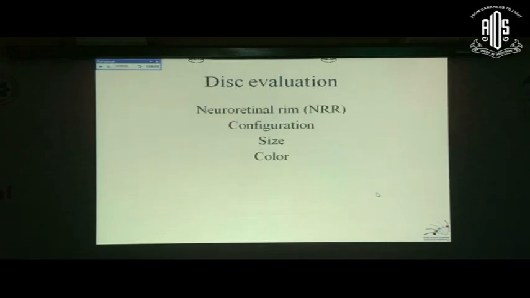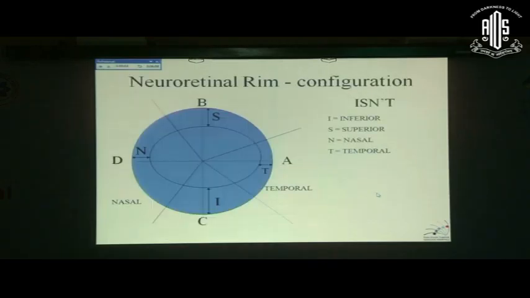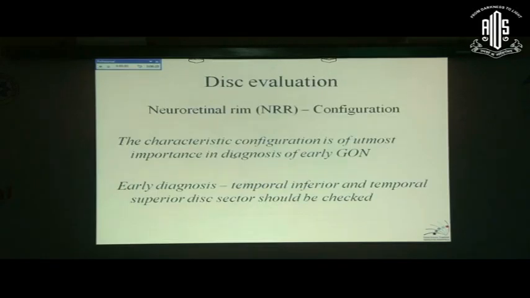Considering the neuroretinal rim, you should concentrate on the configuration, size as well as the color of the neuroretinal rim. Regarding the configuration, the ISNT rule usually denotes that the width of the neuroretinal rim is maximum inferiorly, followed by superior, then nasally and temporally. The characteristic configuration is of utmost importance in diagnosis of early glaucomatous optic neuropathy, and in cases of early diagnosis, the temporal inferior and the temporal superior disc sector should be checked carefully.